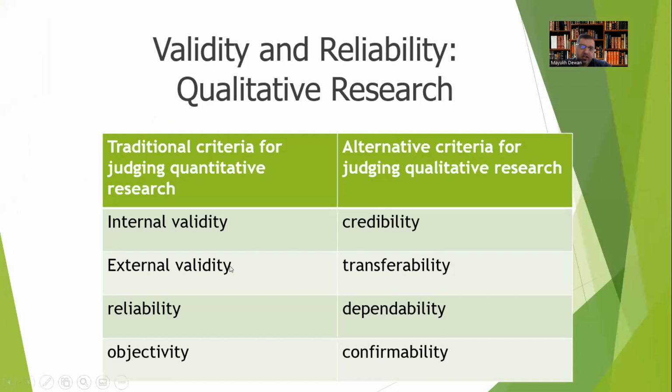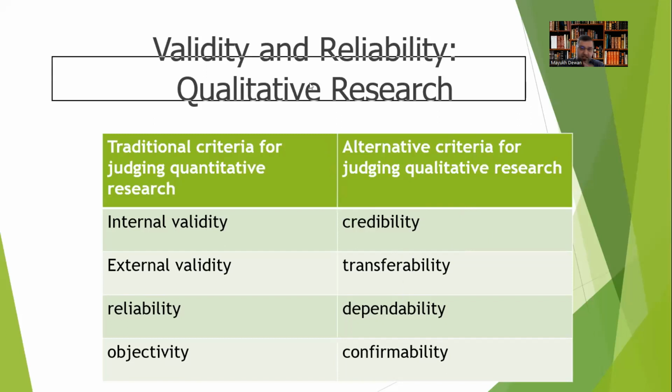The traditional criteria talk about internal validity, external validity, and reliability, and they say that knowledge is objective. However, qualitative researchers like us have alternate criteria for judging our work. We ask: is the work credible? Is it transferable? Is it dependable? Instead of objectivity, is there confirmability? These are different types of judging criteria for qualitative research.